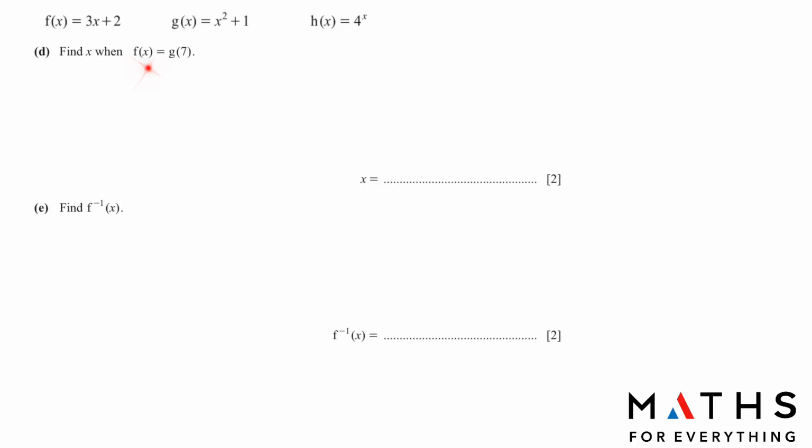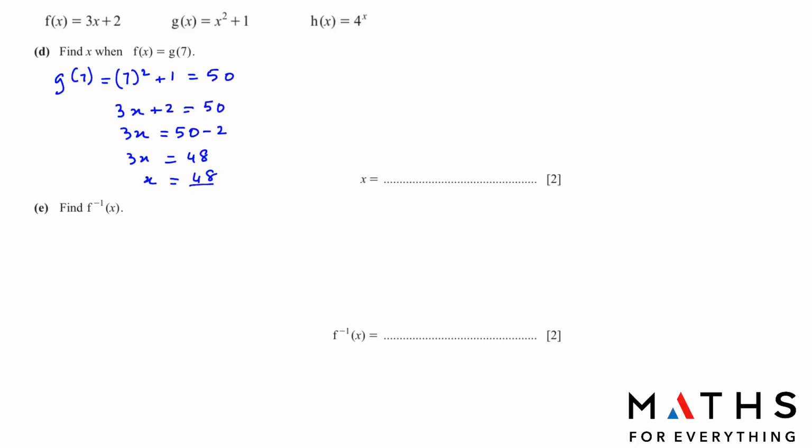Part D, find x when f of x is equal to g of x. So first we are going to find g of 7. Replacing the x with 7, we will get 50. F of x is 3x plus 2. Now we'll make it equal to g of 7, which is 50. Plus 2, when we shift there, it will be negative 2. That will give us 48. Therefore, x is equal to 48 divided by 3, which is 16.